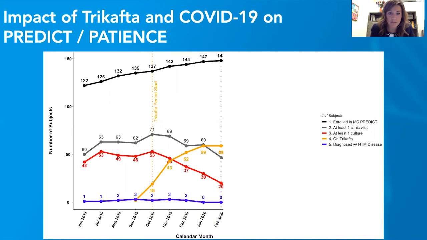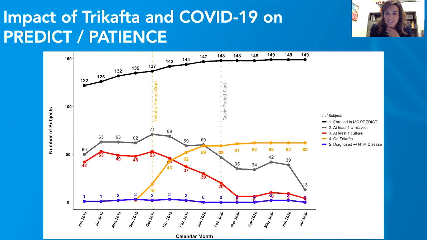So then when Trikafta was approved, about half of our participants started Trikafta, shown in orange. And after Trikafta, we still had pretty consistent clinic visits, but you can see the number of subjects that actually had sputum available, shown in the red line, significantly declined. Then once COVID hit, you can see the number of clinic visits start dropping off. And that's also when our culture attainment levels basically went to zero.